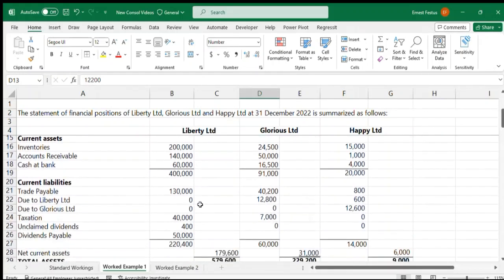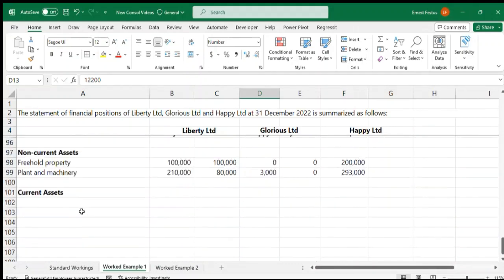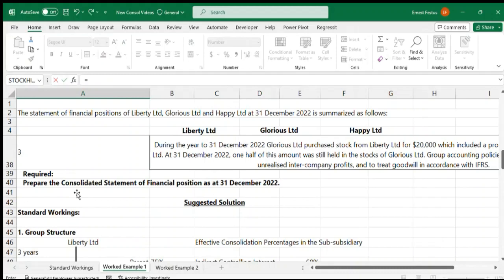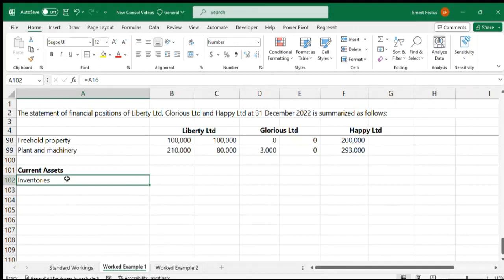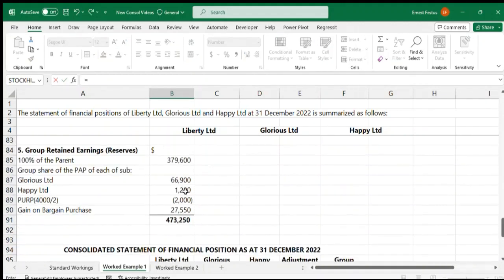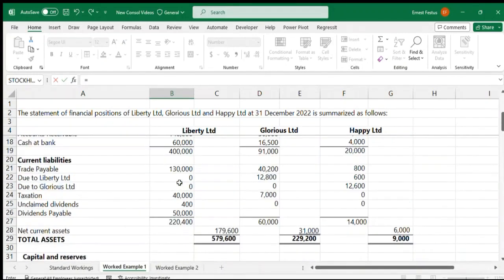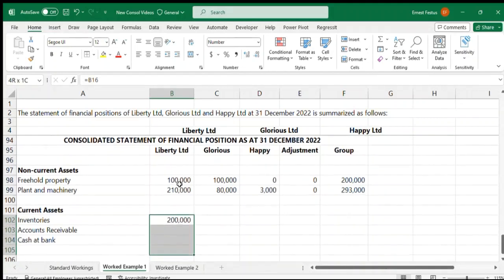Then we go to our current assets. Our current assets are inventories, accounts receivable, and cash at bank. So I'm just coming to link it here. So we have equals, then we have our inventories, and then I will copy everything down here. Then for Liberty, it's going to be equal to our inventory amount, which is $200,000. So we have $200,000. I can copy it down.